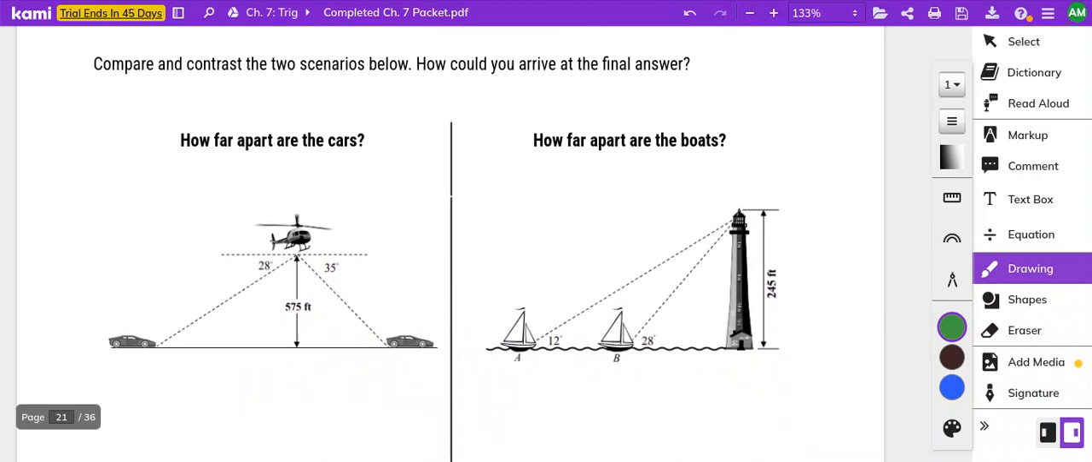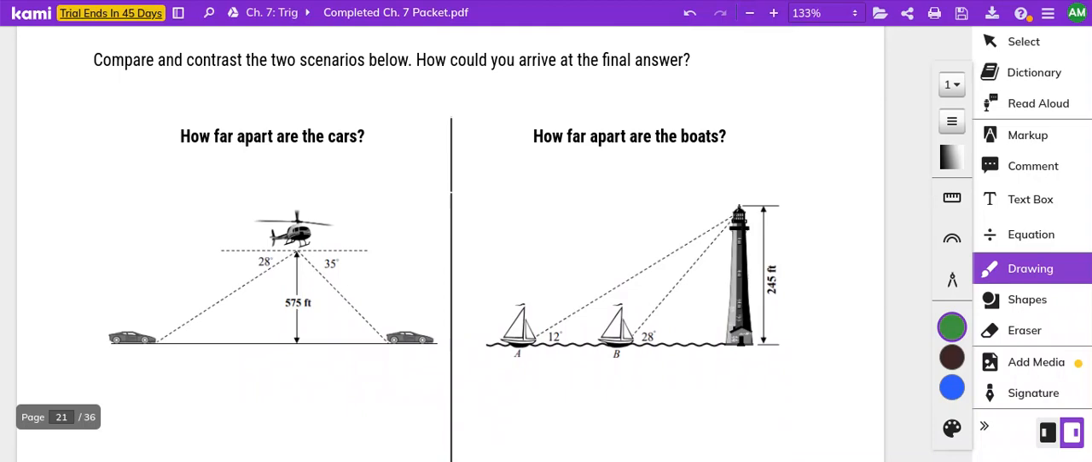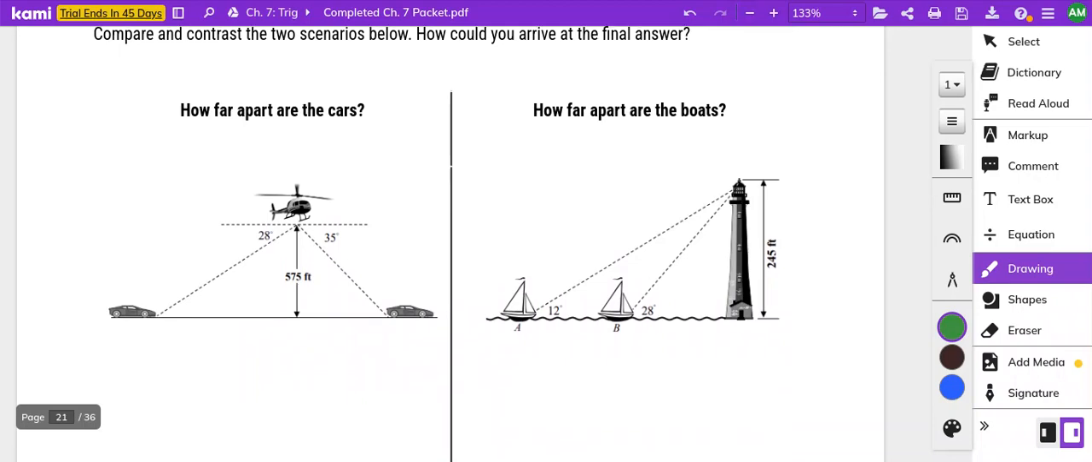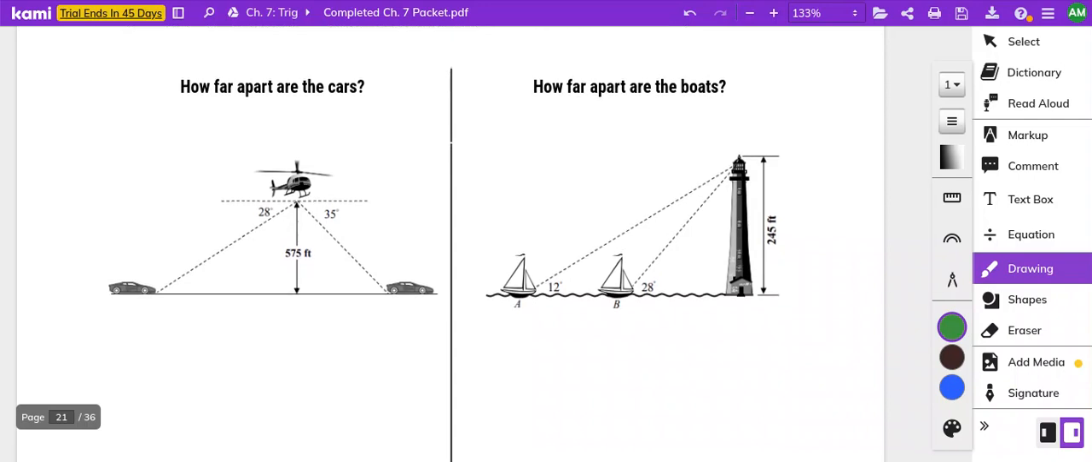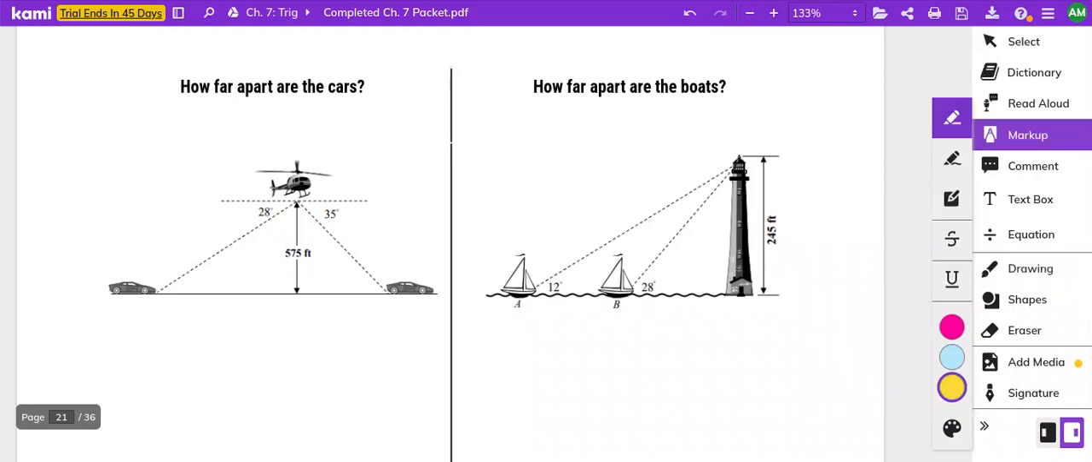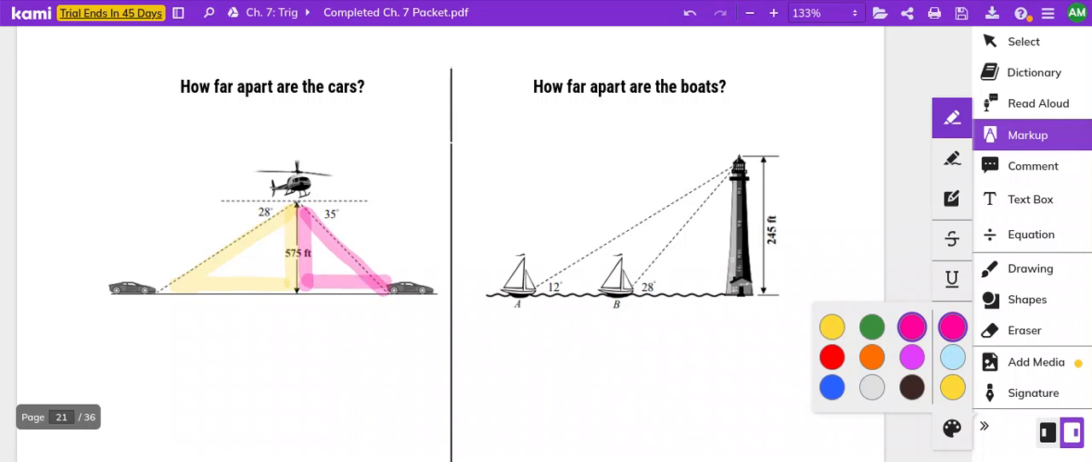So looking down here, the first one on the left says, how far apart are the cars? And then the other one says, how far apart are the boats? So for how far apart are the cars over here with this helicopter, we're going to look at it and try to figure out what we need to do in order to get the answer. When I look at this, just like the question set up above, I see that there are multiple triangles in this diagram. There's a triangle here, and there's also a triangle here.